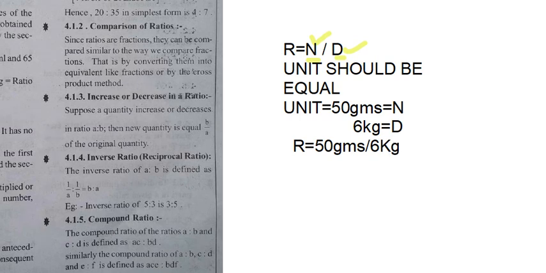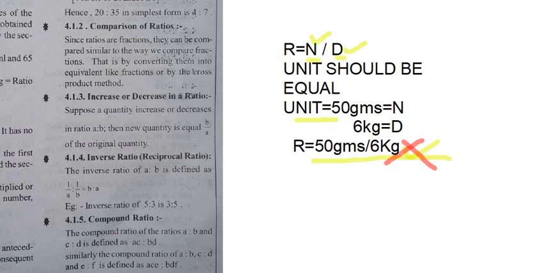If I write like this in ratio, with 50 grams as the numerator and 6 kgs in the denominator, is this correct or wrong? Tell me that first. It is absolutely wrong. Why wrong? I will tell you, see that.